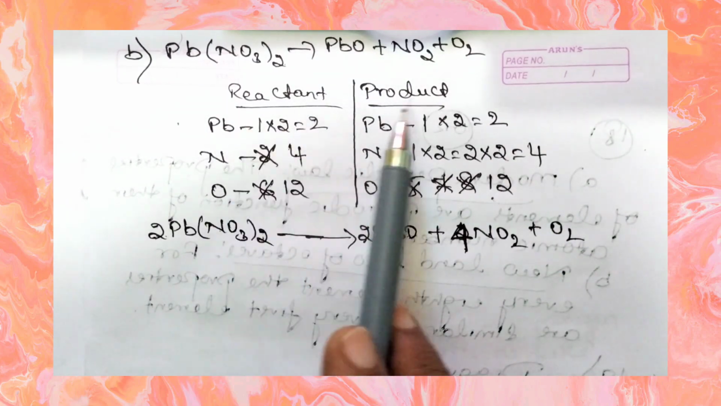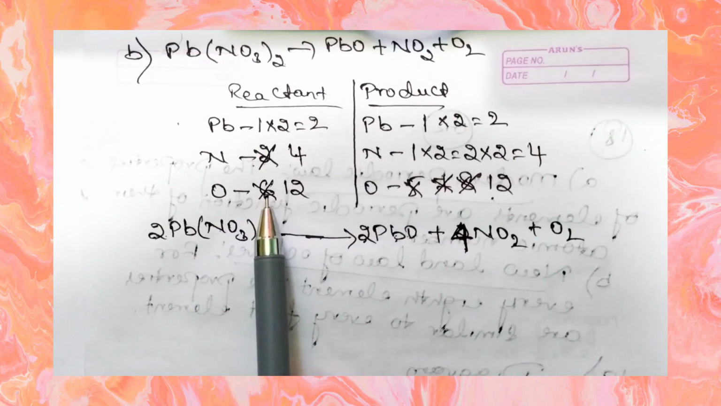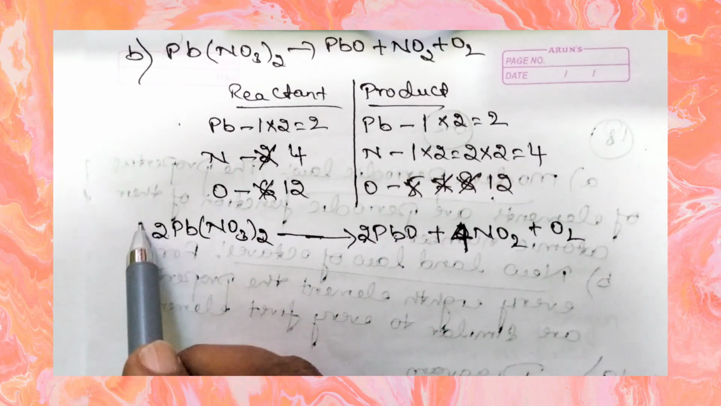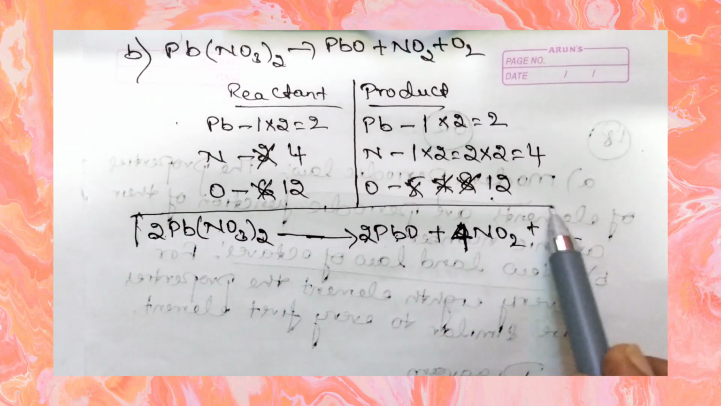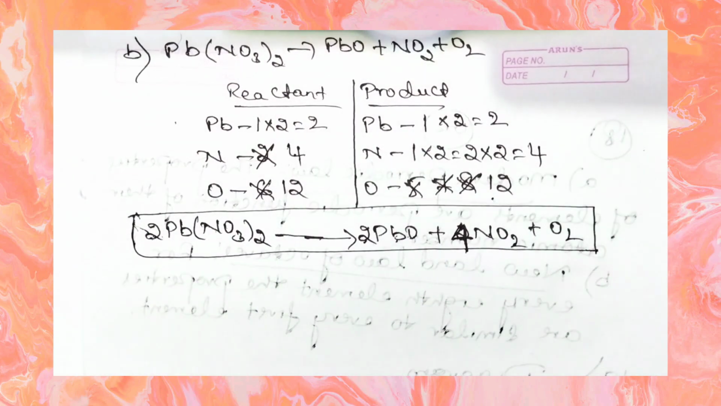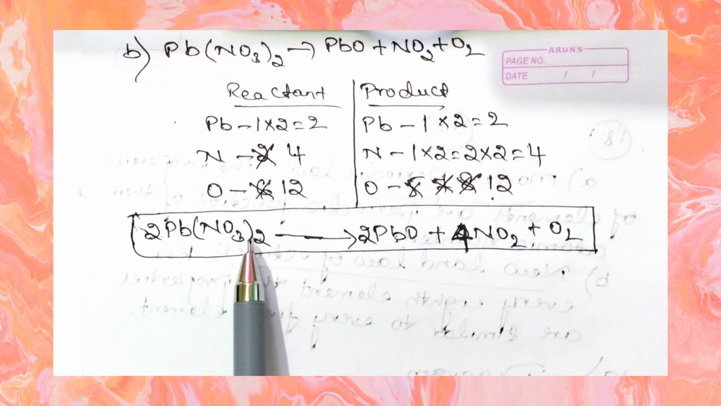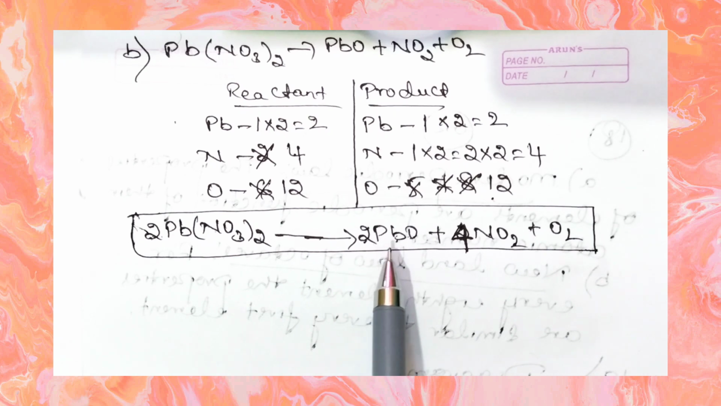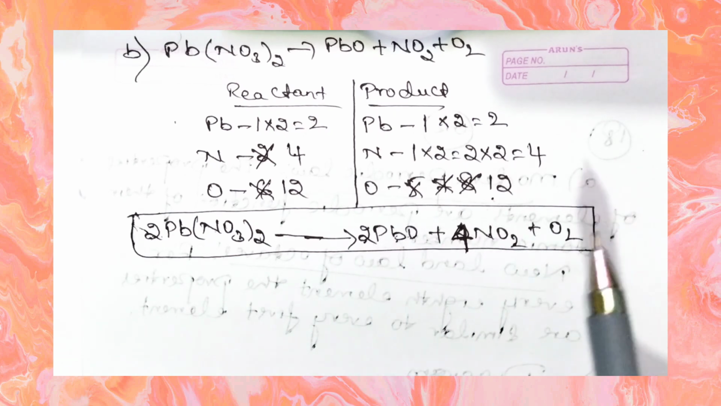Look, Pb2, nitrogen 4, oxygen 12. So everything is balanced, and this is the balanced equation for lead nitrate when it undergoes thermal decomposition. So what is the balanced equation? 2 Pb(NO3)2 give rise to 2 PbO plus 4 NO2 plus O2.